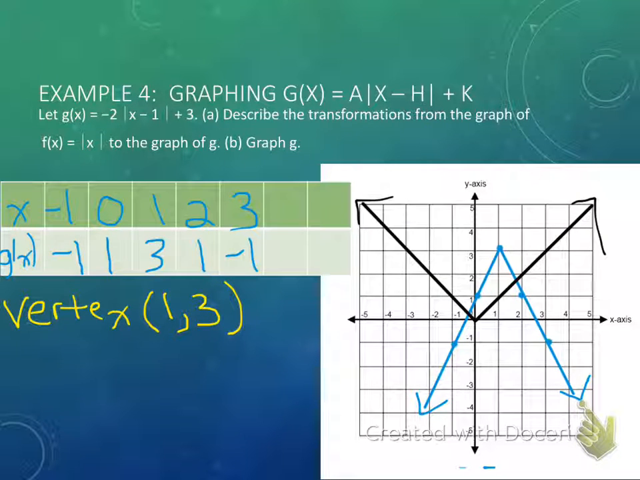So as you can see, with our black one being the original f of absolute value of x, our vertex is 1, 3. So our original formula has been shifted 1 unit right, shifted vertically 3 units. It's been flipped because of the negative, and it is also shrunk and is a smaller V.